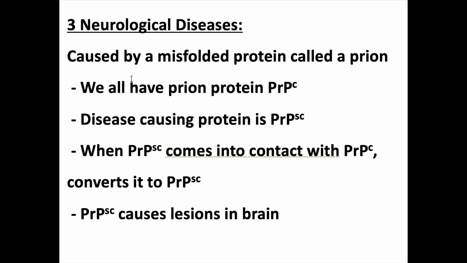So the terminology here is a little dicey, but bear with me on this. We all have prion protein. We call the normal version PrP, capital P, lowercase r, capital P, superscript C. The C stands for control, but it's the normal version that we all have. The disease-causing protein is PrP, superscript Sc. It's named after scrapie. Again, the names are so similar because it's the same protein. It's just folded differently. When PrP-Sc comes into contact with PrP-C, it converts it to PrP-Sc. And lots of this PrP-Sc is responsible for lesions in the brain.